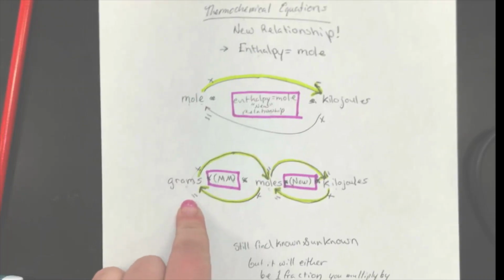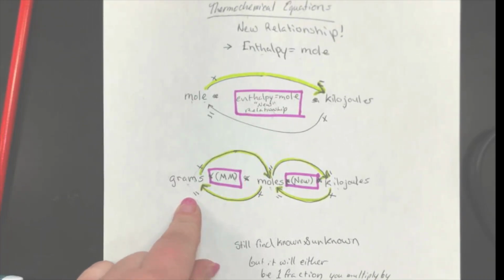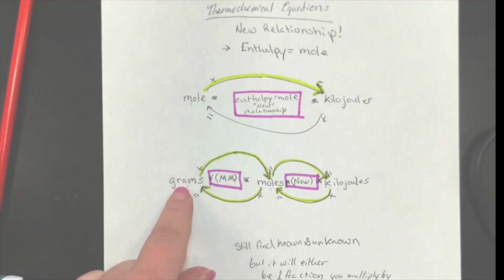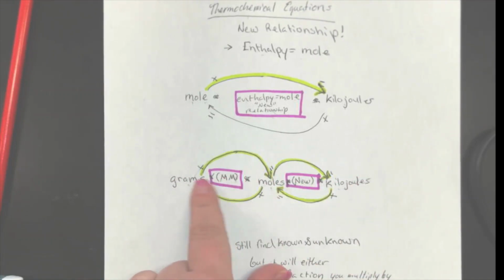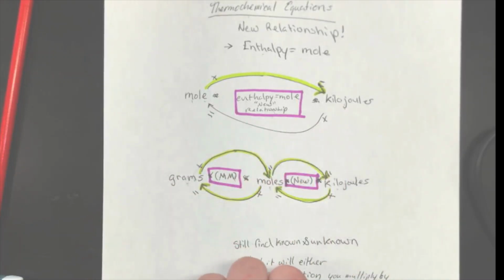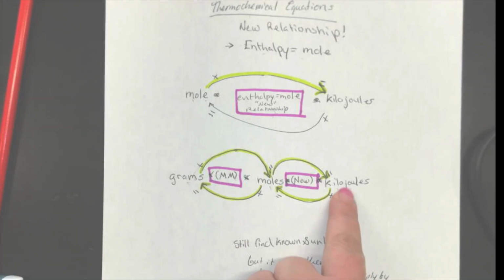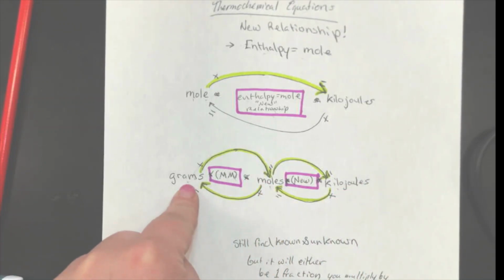The other type of problem we see with the thermochemical equations, particularly on the worksheet that we got, is when we're converting from grams to kilojoules or kilojoules to grams. Now, because this is not straight from mole to kilojoule, there's not just one relationship, but rather two. Grams must first be converted into moles before they can be converted into kilojoules. Same thing if you're going the opposite direction. Kilojoules have to be converted to moles before they're converted to grams.